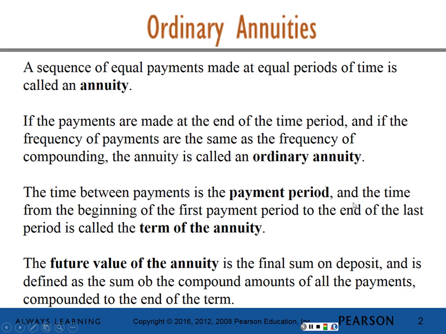The time between the payments is the payment period. I make my payments the first of every month, so my payment period is 30 days or 1 month. And the time from the beginning of the first payment period to the end of the last payment period is called the term of the annuity. My annuity is a 30-year annuity, and I'm going to make 360 payments into it.